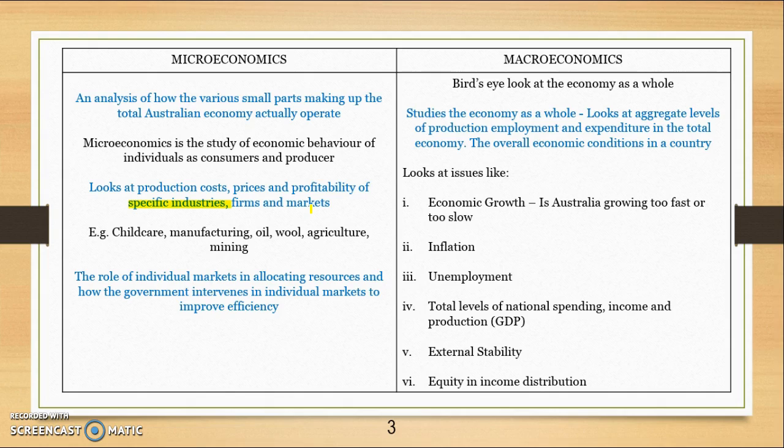Macroeconomics is studying the economy as a whole. So it's looking at the aggregate or the total level of production, employment and expenditure in the economy. So when we're looking at macroeconomics, we're looking at Australia's economic growth as a whole. Is Australia growing too fast or too slow? We might be looking at inflation, the overall level of unemployment, so not just unemployment within a particular industry, but unemployment as a whole, the total level of production within a country, GDP, the total level of debt that Australia has, or how evenly income is distributed throughout the whole economy.